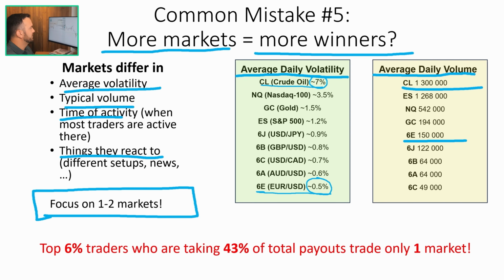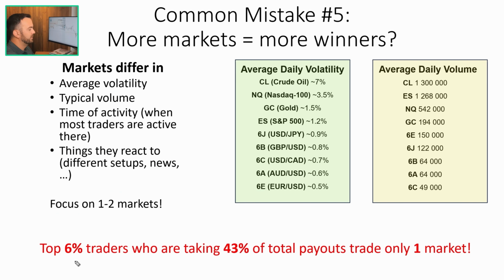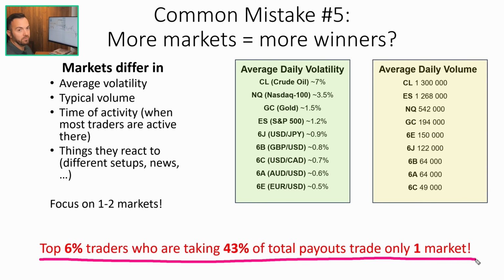And one very, very interesting fact here is this one. There was a survey that one of the top prop firms made, and it said that top 6% of traders who are taking 43% of total payouts trade only one market. This is insane, isn't it? I'll read it again. Top 6% traders, the best traders, are taking 43% of all the payouts. Just a couple of traders, just 6% of traders. And those top traders are trading just one market. So learn from them, right?